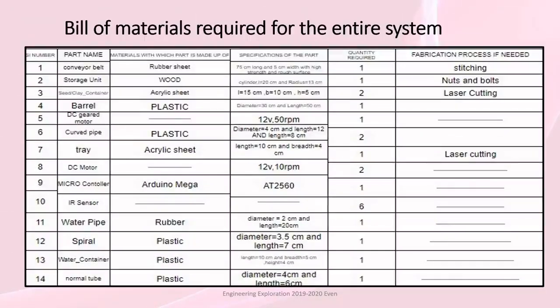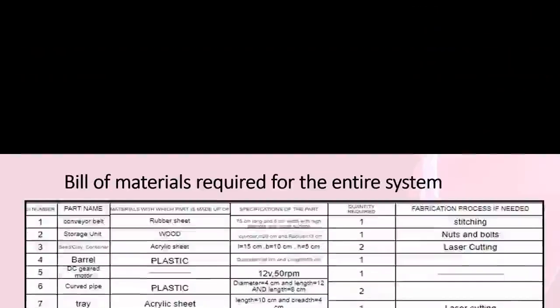These are the set of materials required for our entire course project. A conveyor belt made of rubber sheet, a storage unit made of wood, a seed or clay container made of an acrylic sheet, a plastic barrel, a DC gate motor, a curved pipe made of plastic, a tray made of an acrylic sheet, a DC motor, an Arduino Mega microcontroller, an IR sensor, a rubber water pipe, a plastic spiral, a plastic water container, and a normal tube made of plastic.